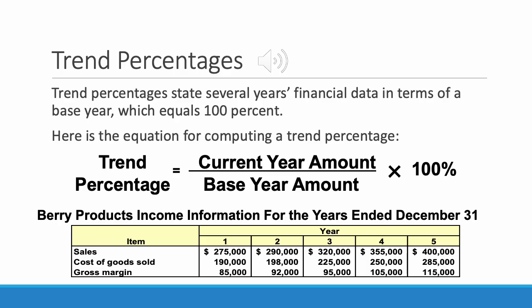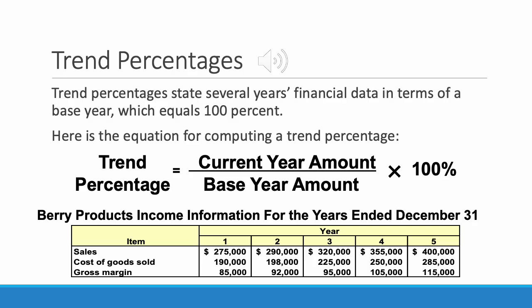We also use trend percentages in horizontal analysis. A trend percentage shows how much a number has changed compared to a base year. To calculate it, we take the current year amount, divide it by the base year amount, and then multiply by 100%. Think of it like this. We choose the oldest year as our starting point, and we call that year 100%. Then we see how all the other years compare to that starting point.